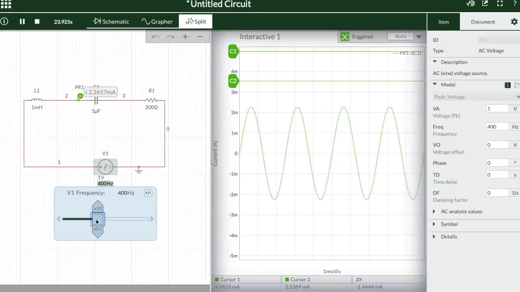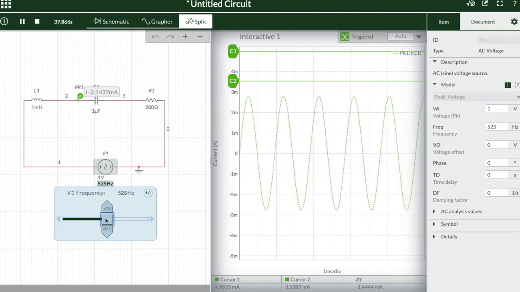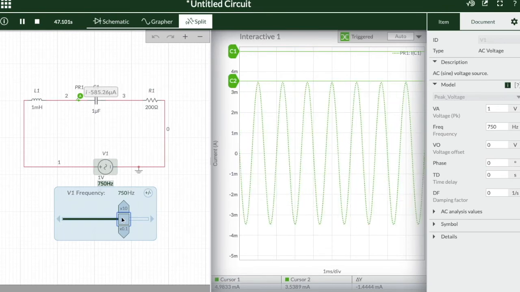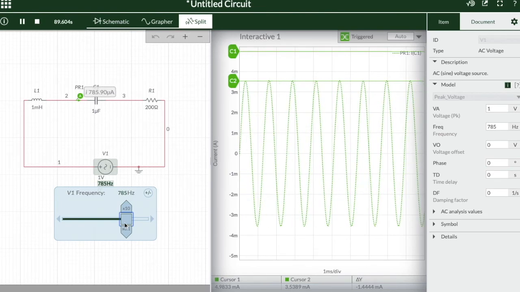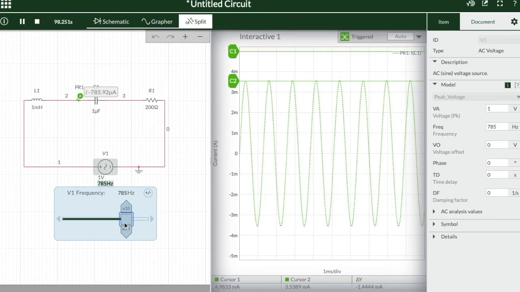I'll go on increasing the frequency till the peak of the current wave touches the lower cursor, that is C2. This has just touched the cursor value C2. That means the lower cutoff frequency is coming to 785 Hz. This is the frequency less than resonant frequency at which current in the circuit is 70.7% of the maximum value that will appear at resonant frequency.